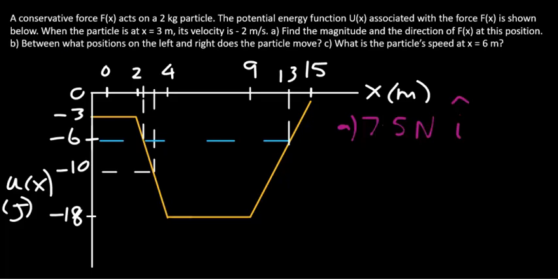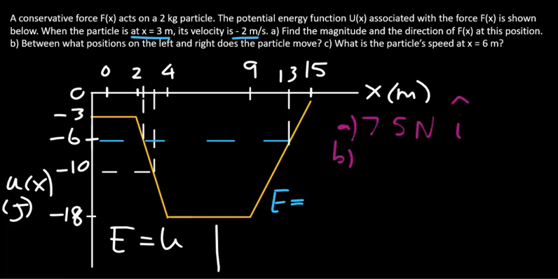Now part B: between what positions on the left and right does the particle move? What we are interested in is the limit for the motion. We know the total energy is U plus K. At those limits, the kinetic energy goes to 0. So we need to figure out the points for which the potential energy equals the total energy. But for that we need to know what the total energy is. We can use the fact that when the particle is at x equals 3, the speed is 2 meters per second. So at that point, we can calculate the total energy.